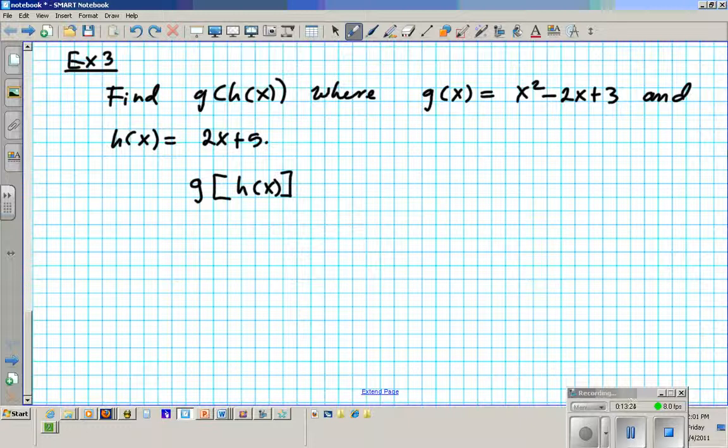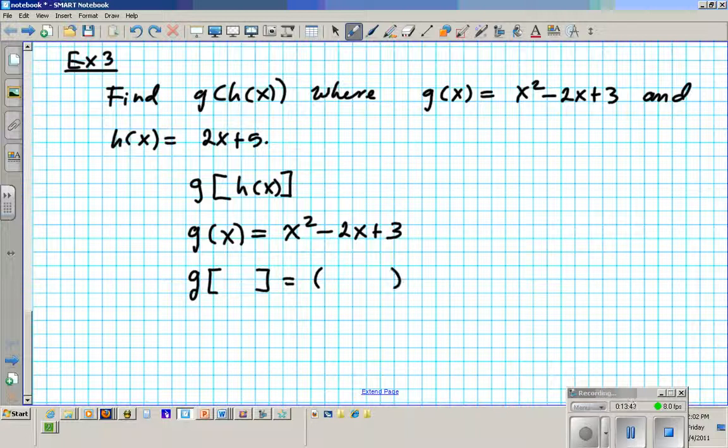So let's write down the parent first. The parent function is g. So identify the parent, because the parent comes first before the input or the child. x squared minus 2x plus 3. Now we're going to do what? Get the parent prepped, okay? Why are we getting the parent prepped?